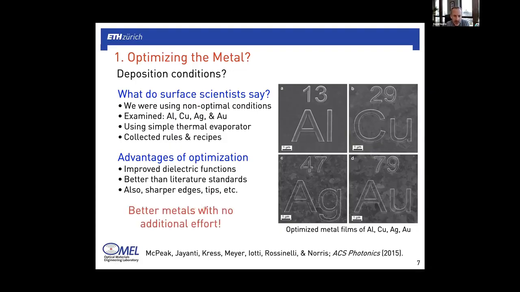And what was surprising is that all of this came with essentially no additional effort, but just operating the evaporator under the right conditions. And usually this meant evaporating with the best possible vacuum that you can obtain, and also depositing metals at faster rates than most of us were accustomed to, especially for silver and aluminum.